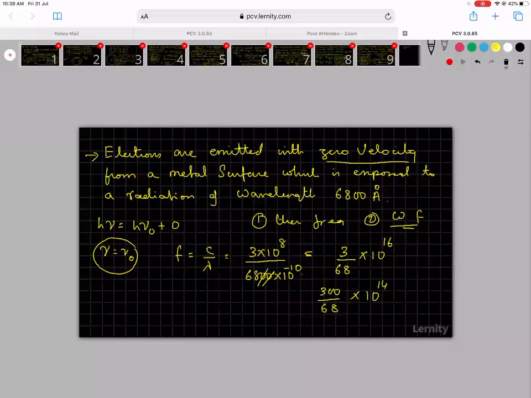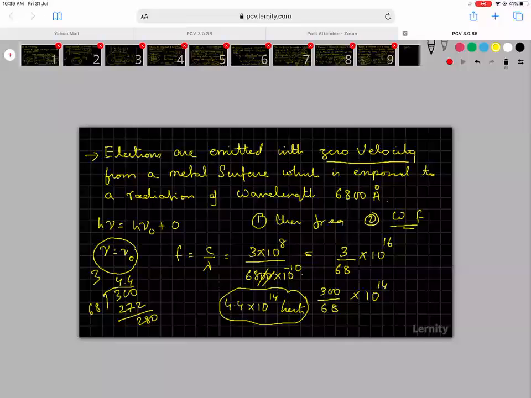Now when I work this out, it will be 300 by 68. We can divide it by 68 4 times. 8 into 4 is 32, carry 3, 24, 27. So 280, again 4. So approximately 4.4. So it will work out to be 4.4 into 10 power 14 hertz. Unit of frequency is hertz. So that is the threshold frequency. That was the question.